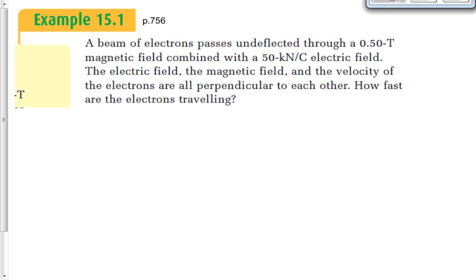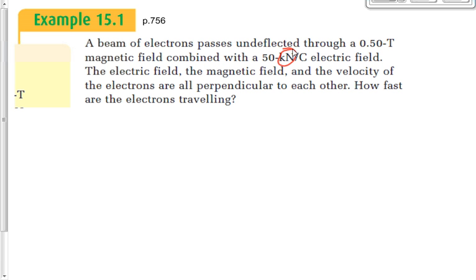We're going to do a quick little problem here that involves this cathode ray tube that Thomson used to discover the electron. It says, a beam of electrons passes undeflected through a 0.5 Tesla magnetic field combined with a 50 kilonewton per Coulomb electric field. I don't like this kilonewtons per coulomb thing. The electric field, the magnetic field, and the velocity of the particles are all perpendicular to each other. Man, this word perpendicular keeps arising, right? Pretty much every time we talk about a magnetic field, the word perpendicular comes up. How fast are the electrons traveling?